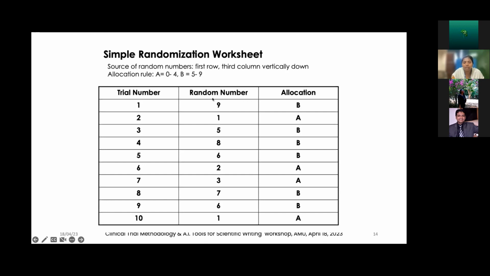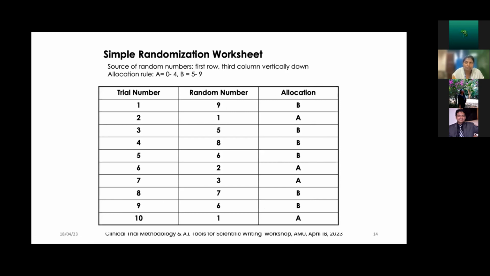And how will you allocate? We have already decided that anything from 5 to 9 will be treatment B, and anything from 0 to 4 I will label as A. Thus, you have no control over the selection of participants. You just list out the numbers and you have the allocation sequence ready at hand with the use of random number tables. Nowadays we have software to do that.